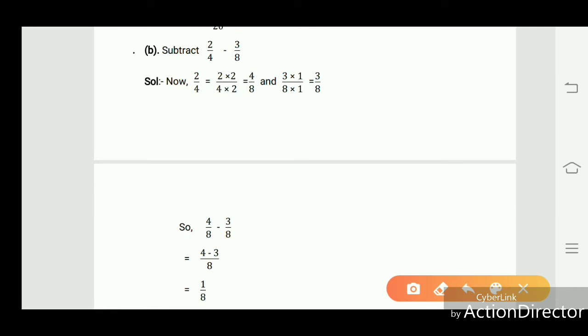Now we subtract fractions. 2/4 minus 3/8. Now we apply the same rule here. We make the same denominator. So we multiply 2/4 with 2 and 3/8 with 1. So we get 4/8 minus 3/8. Now we subtract 4 minus 3 upon 8. We get 1/8. So when we subtract 2/4 minus 3/8, we get difference 1/8.